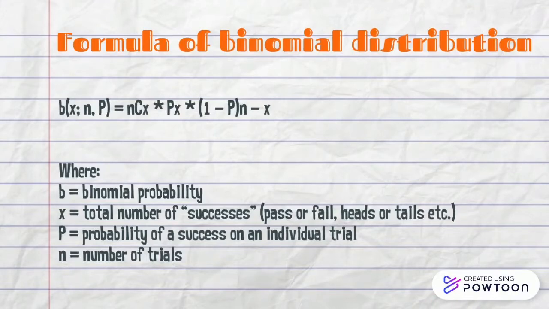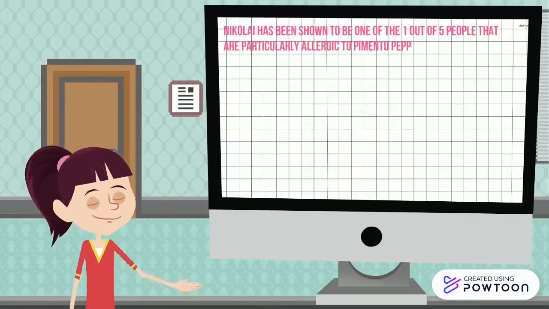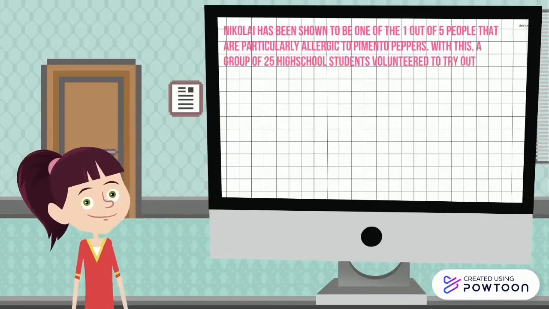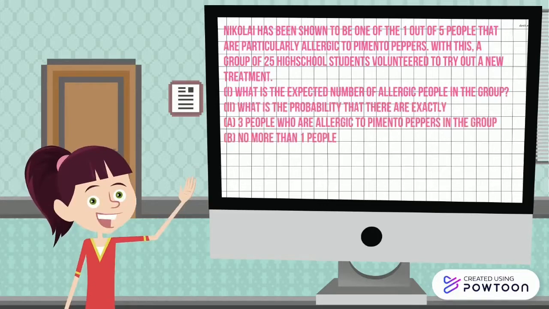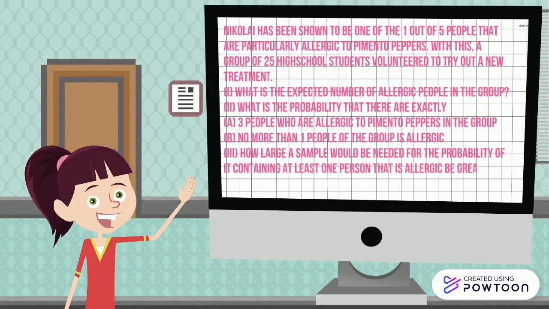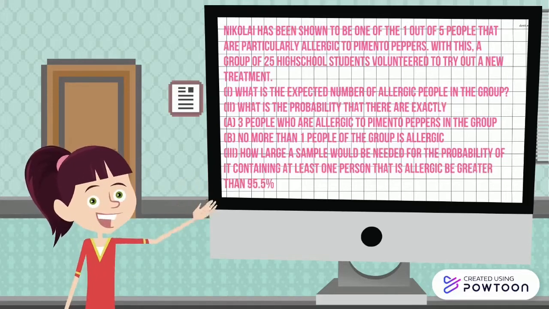So, an example of one of these questions: Nikolai has been shown to be one out of 5 people that are particularly allergic to pimento peppers. With this, a group of 25 high school students volunteered to try a new treatment. I, what is the expected number of allergic people in the group? II, what is the probability that there are exactly 3 people who are allergic, and no more than 1 person in the group is allergic? And for the final question, how large a sample would be needed for the probability of it containing at least one person that is allergic to be greater than 95%?